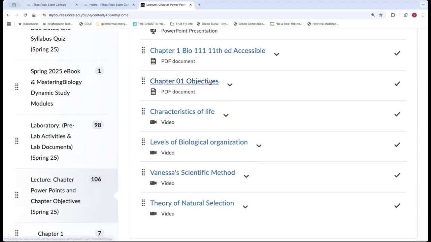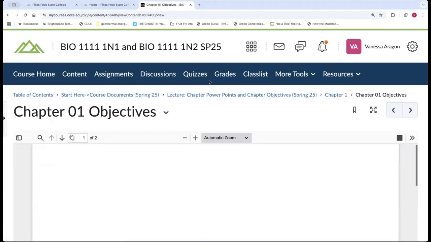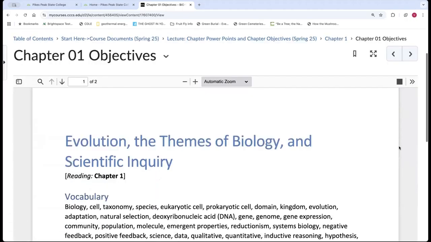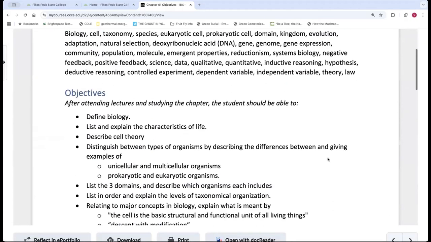Chapter objectives. A lot of students say, Ms. Aragon, what am I going to be tested on? What do I need to know? In order to consider yourself knowledgeable of the biology content and this to be a transferable course, this is a list of those things that you need to know for the chapters, okay?